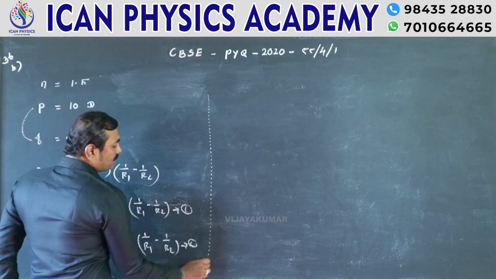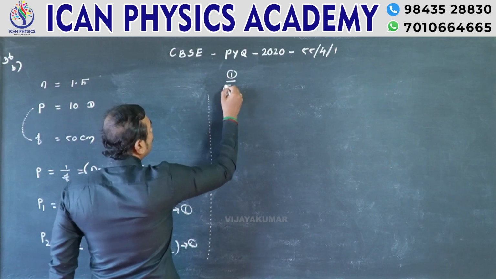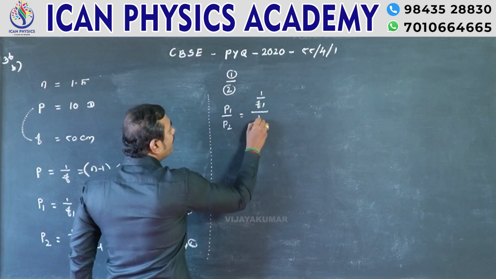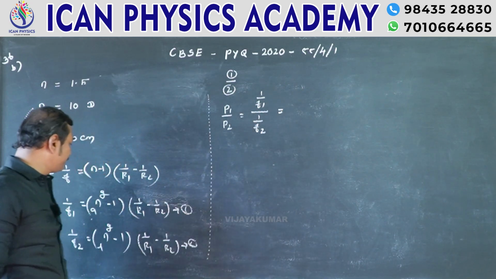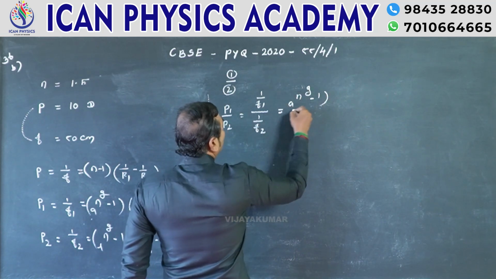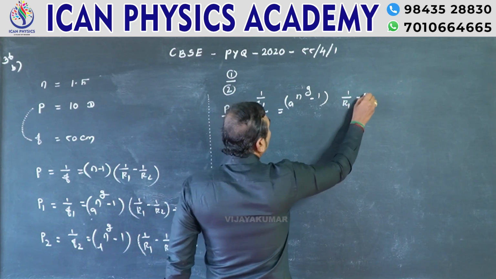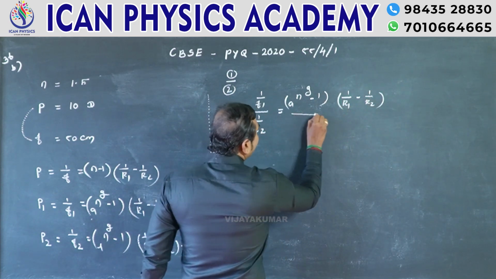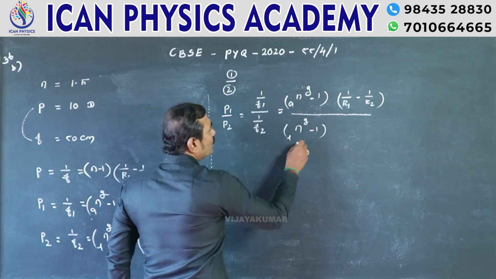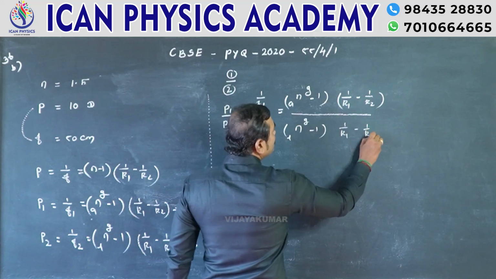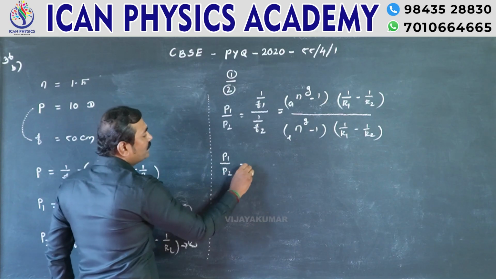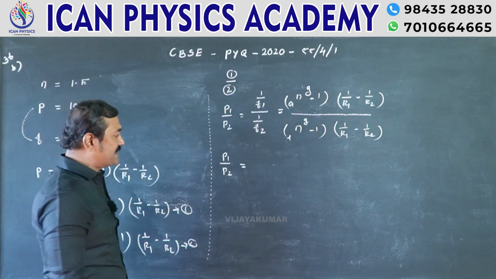Now the equation number 1 divided by 2. So P1 by P2 equal to 1 by F1 by 1 by F2 equal to, here the refractive index of air with respect to glass minus 1 into 1 by R1 minus 1 by R2 divided by the refractive index of liquid with respect to glass minus 1 into 1 by R1 minus 1 by R2. Now P1 by P2 equal to, now it becomes a reciprocal.